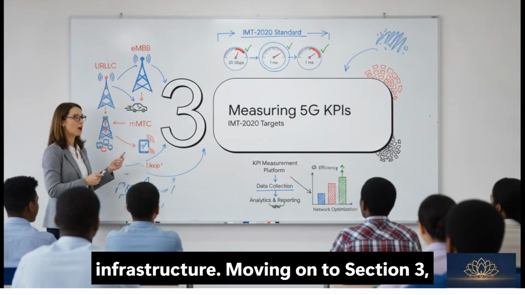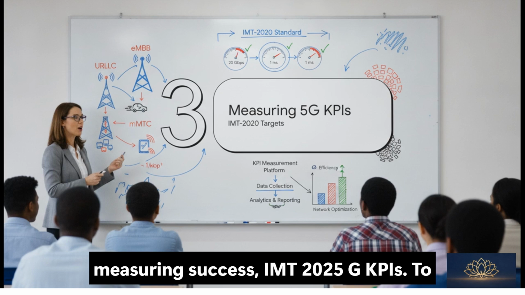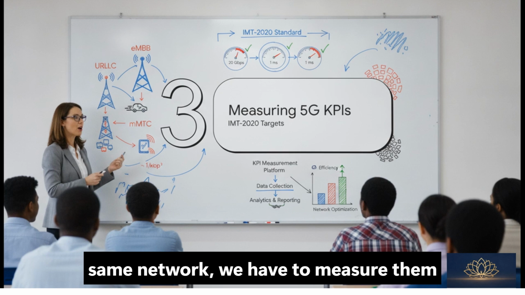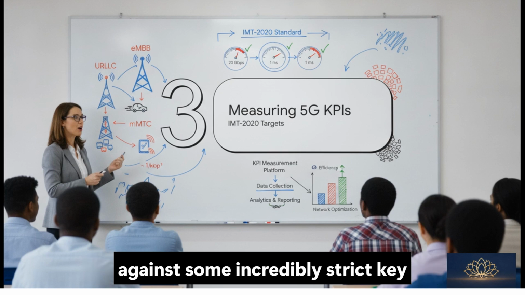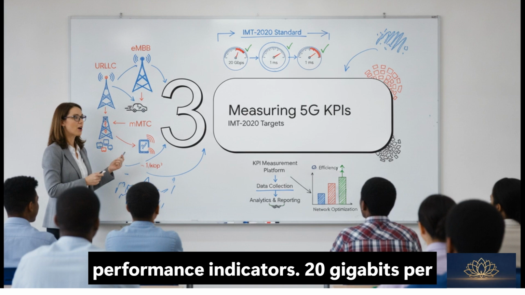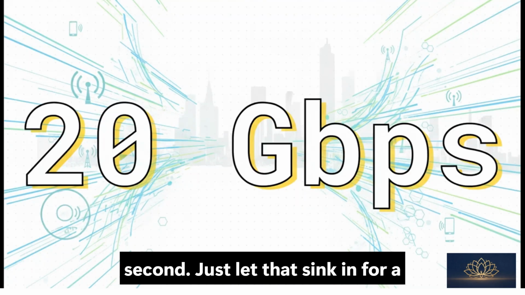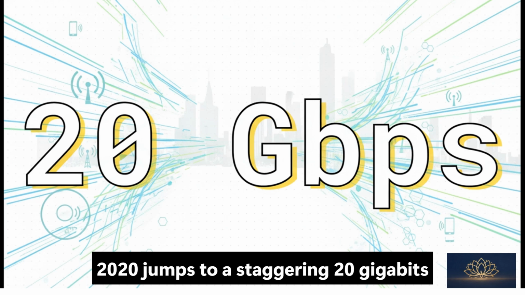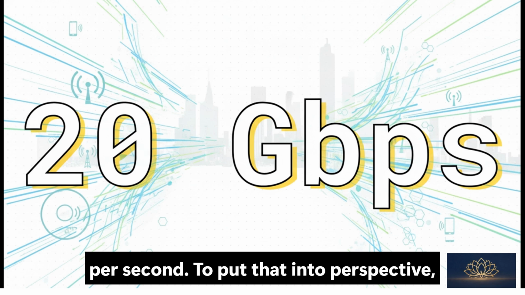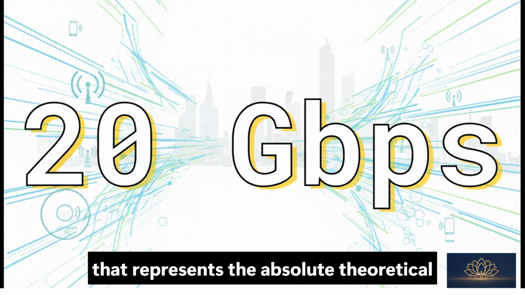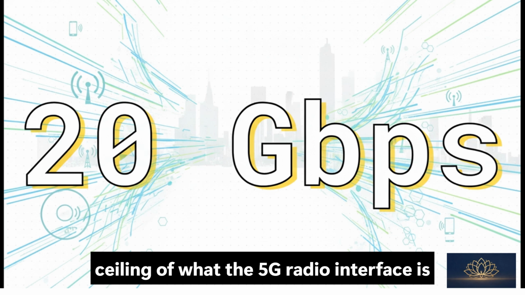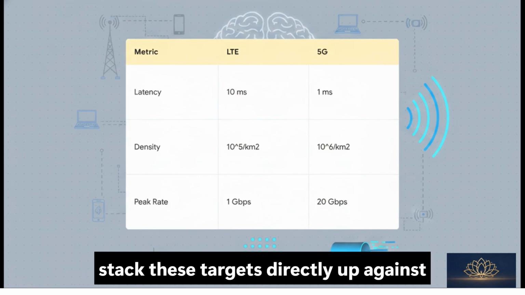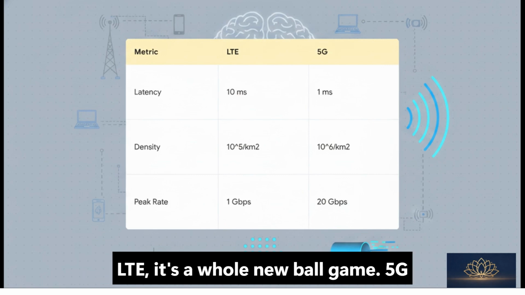Moving on to Section 3, Measuring Success, IMT 2020 5G KPIs. To ensure all 3 of these totally distinct pillars can function on the very same network, we have to measure them against some incredibly strict key performance indicators. 20 gigabits per second. Just let that sink in for a second. The peak data rate target for IMT 2020 jumps to a staggering 20 gigabits per second. To put that into perspective, that represents the absolute theoretical ceiling of what the 5G radio interface is required to handle for download. When we stack these targets directly up against LTE, it's a whole new ballgame.